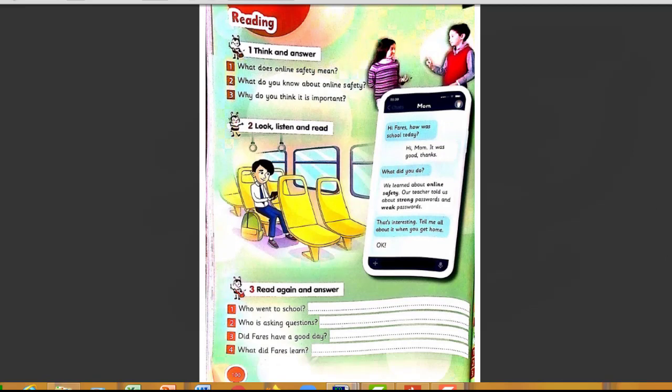Here, think and answer. Number 1. What does online safety mean? What does online safety mean? It means that you should make a password. Online safety means you should make a password so that no one knows what you do online, and no one knows the information about you online. Okay, this is online safety. So online safety means you have a password.